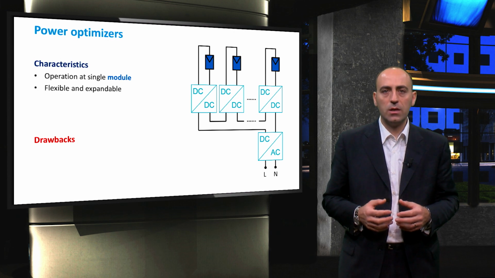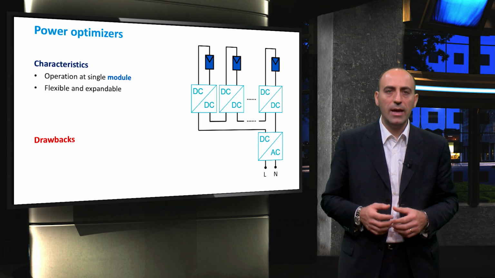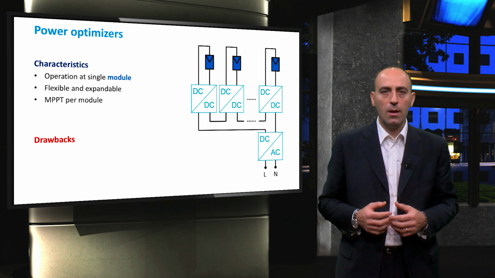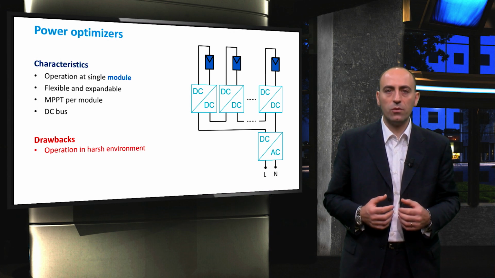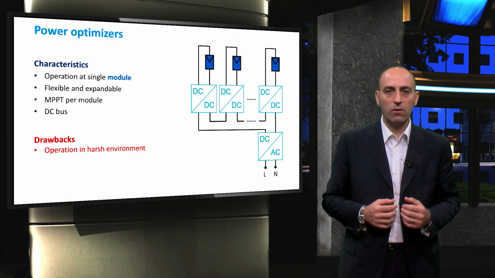Power output is optimized by offering maximum power point tracking at the module level, and the installation is simplified because of the DC bus topology. Passing to the drawbacks, this topology also needs a sturdy embodiment for the power optimizers to be mounted and operated safely at the back of each module.